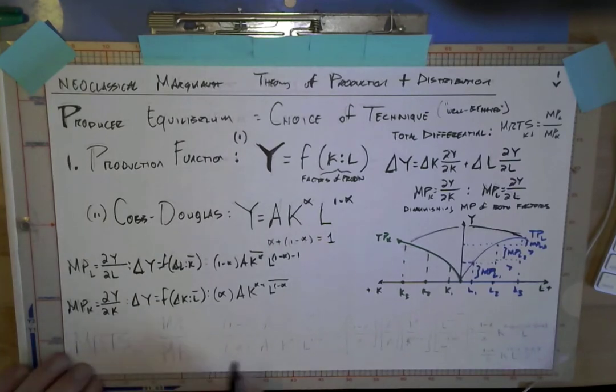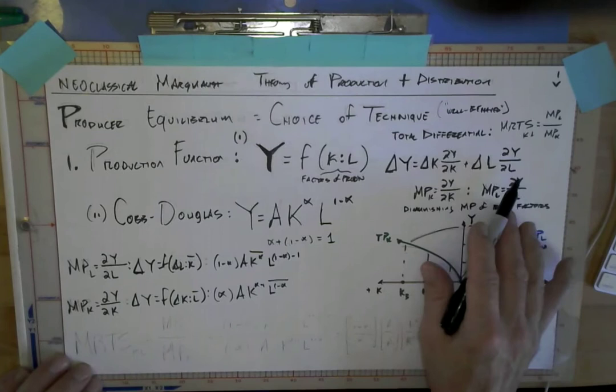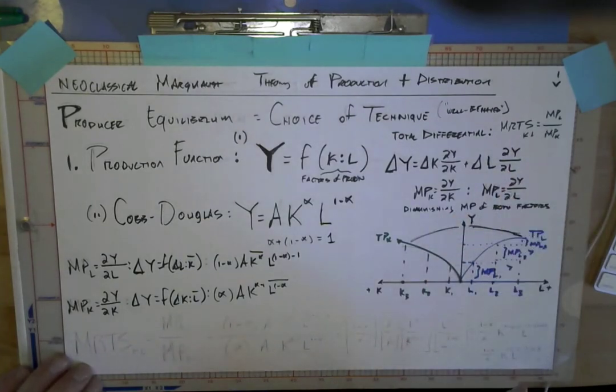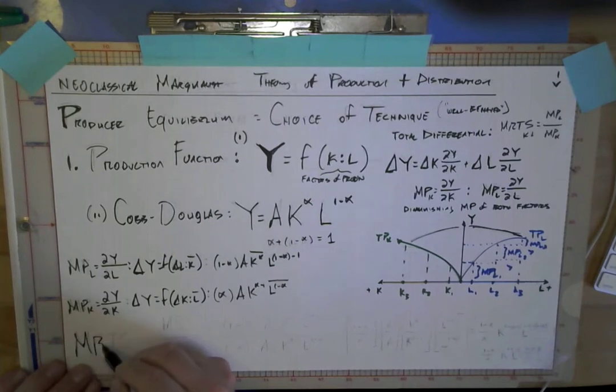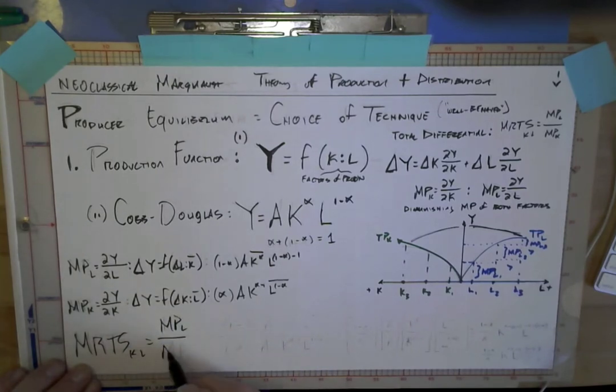Marginal rate of technical substitution, which we're going to come back to in the next lesson, we can establish it's going to be equal to the ratio of the marginal product of labor divided by the marginal product of capital. So the marginal rate of technical substitution of capital for labor is going to be equal to the marginal product of labor divided by the marginal product of capital.